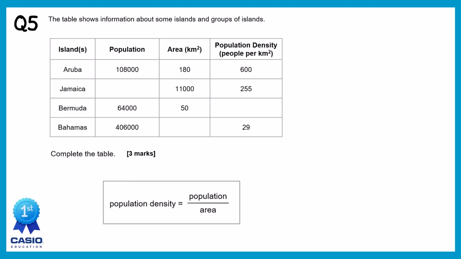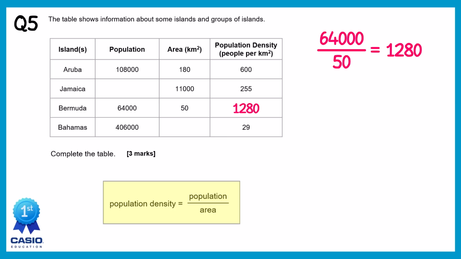In this question, we need to complete a table, and we've been given a formula for the population density. So let's start by working out the population density of Bermuda. To do this, we'll use the formula and take the population, which is 64,000, and divide it by the area, which is 50. If you do this with your calculator, you'll get 1,280.